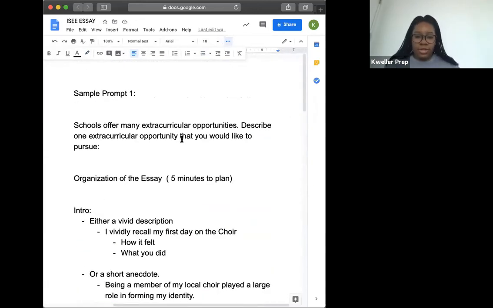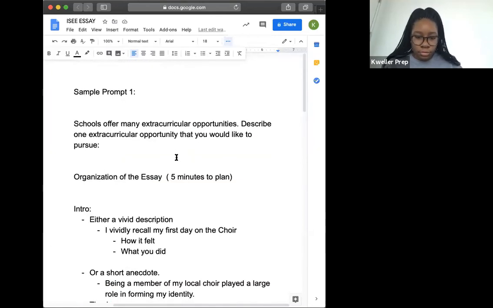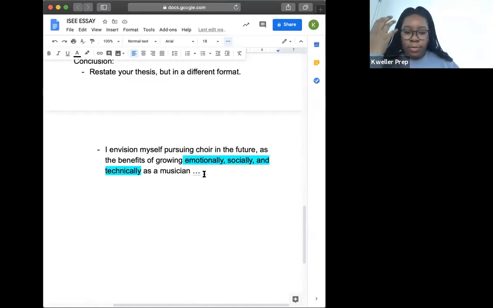So next, you want to draw... now after that, you want to... Okay, so now after you restate your thesis, you want to make sure that you connect to the bigger picture.